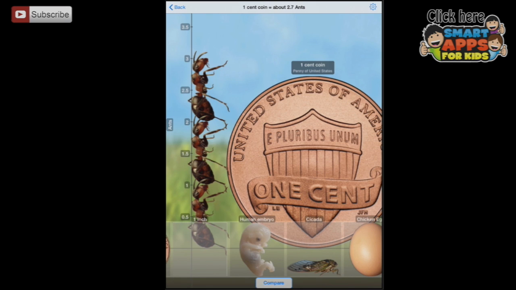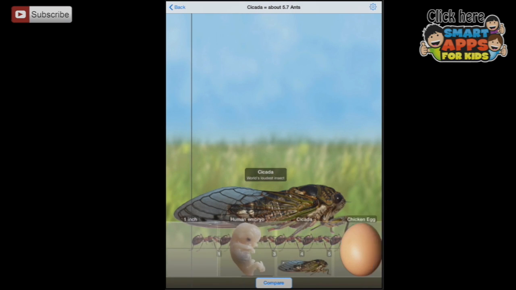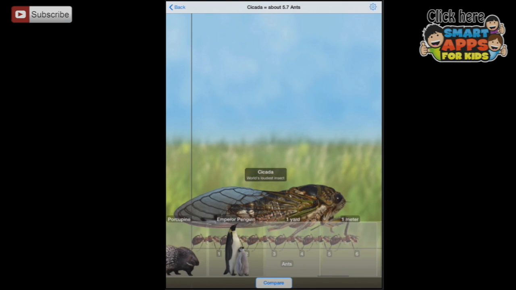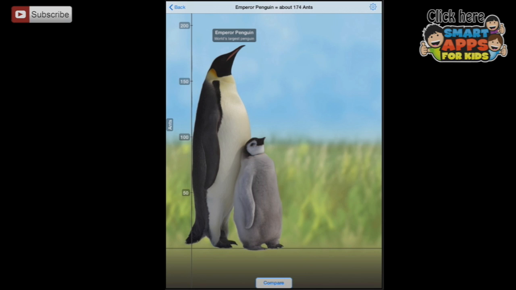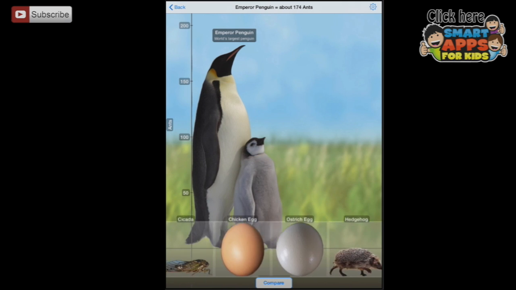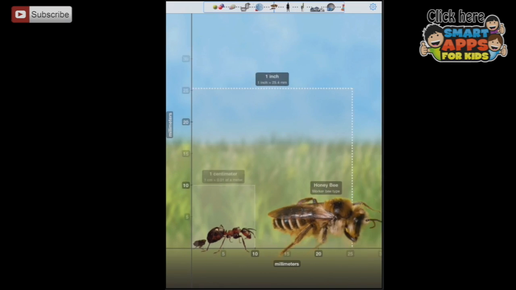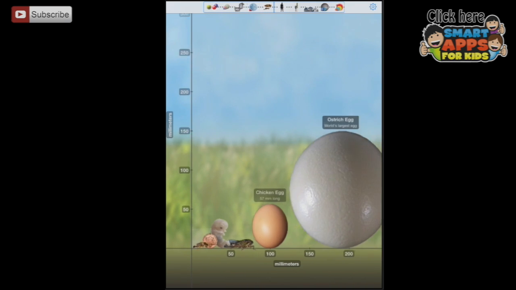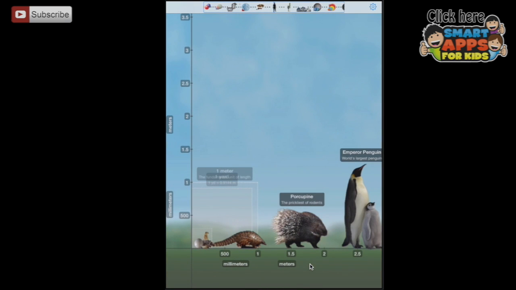Maybe to a cicada. Cicada equals about 5.7 ants. Or to a... Oh, we're going to have quite a few ants for an emperor penguin. Emperor penguin equals about 174 ants. Look, can you see the teeny weeny dots going up here to indicate the ants? Now, because we are currently, let's go back, we're currently working in millimetres, and I was heading out much bigger. So watch the bottom there, millimetres. Now we're going to head into metres.